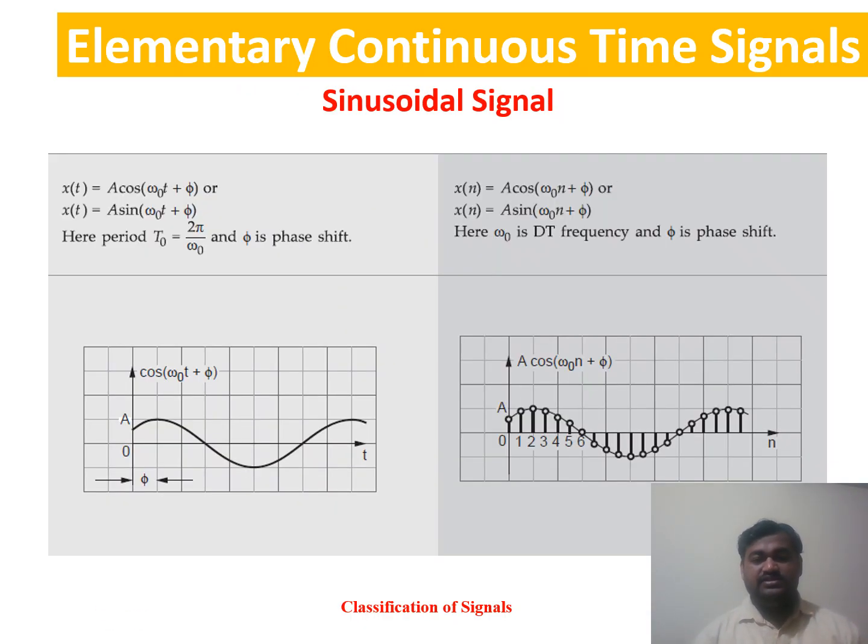Next one, the sinusoidal signal. It is represented as x of t equal to A sin of omega naught t plus phi, or theta. Here A represents the amplitude of the signal, omega naught represents the frequency of the signal, t is the time, and phi represents the phase shift of the signal. To find the period, use T equal to 2 pi by omega. This is for continuous time. For discrete time, x of n equal to A cos or A sin of omega naught n plus phi.